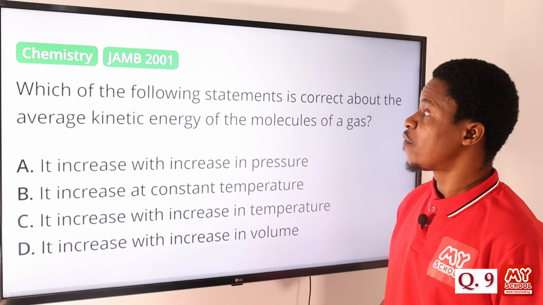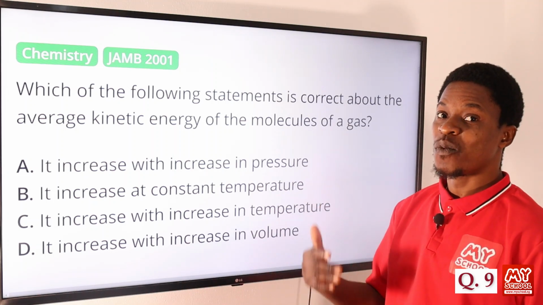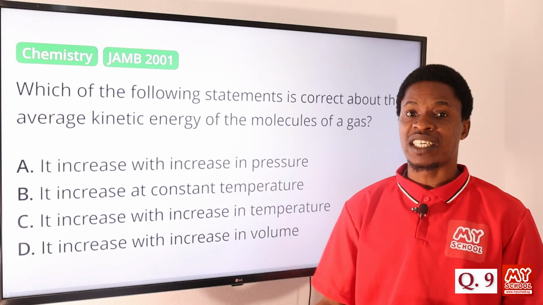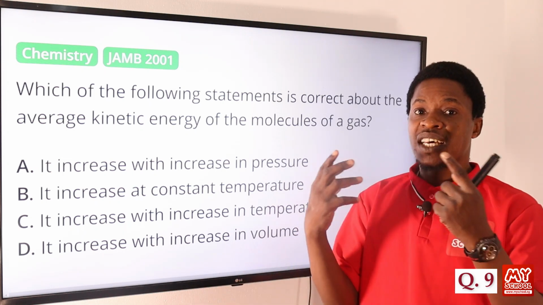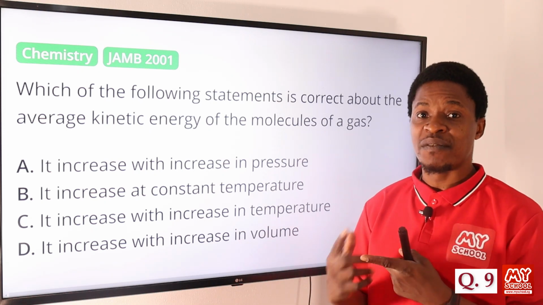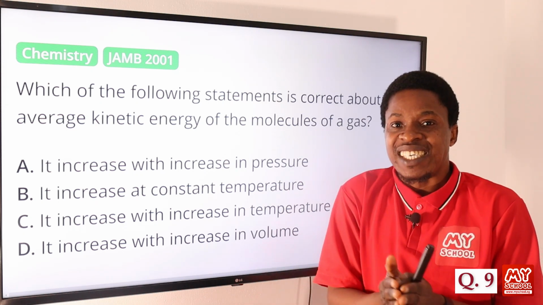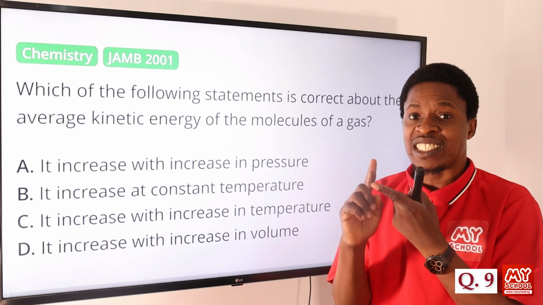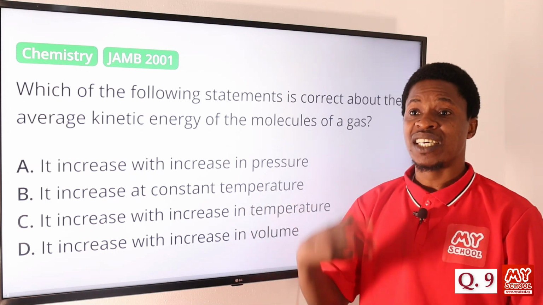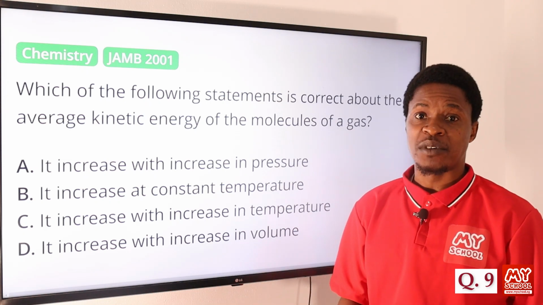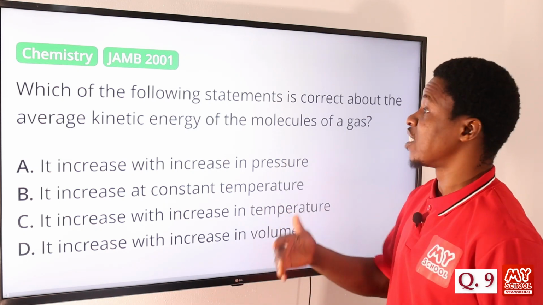Question 9. Which of the following statements is correct about the average kinetic energy of the molecules of a gas? We know that something triggers the average kinetic energy of the molecules of gases. It is temperature. If the temperature increases, the kinetic energy definitely is going to increase. They are both directly proportional. As temperature is increased, the molecules of the gases begin to collide with one another and with the walls of the container, and then the speed increases, and the average kinetic energy increases.